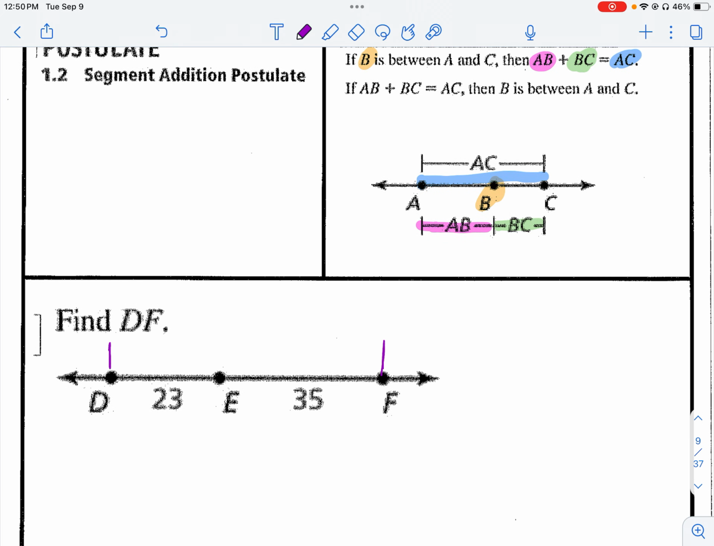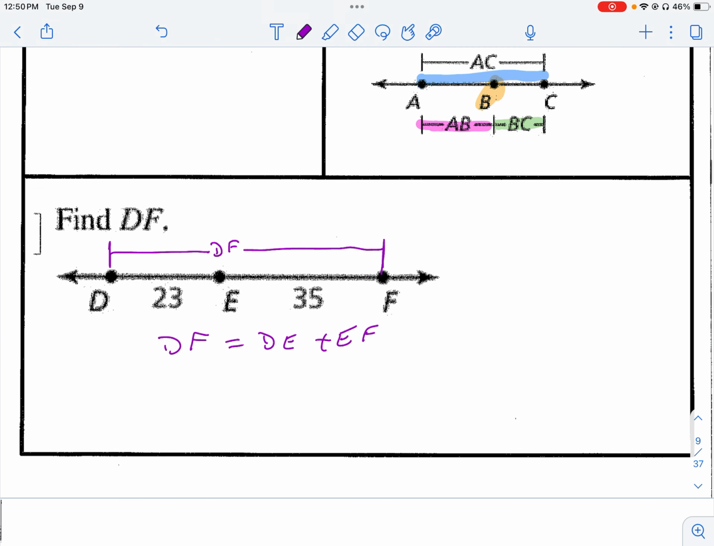So we want to find DF, which is the big distance. And we know by our segment addition postulate that DF equals DE plus EF. DE is 23. EF is 35. So DF is going to equal 23 plus 35, or 58. Two little ones add up to the big one.